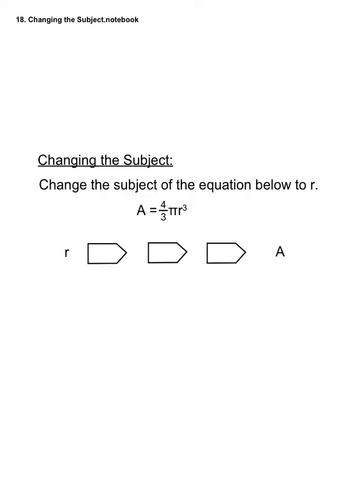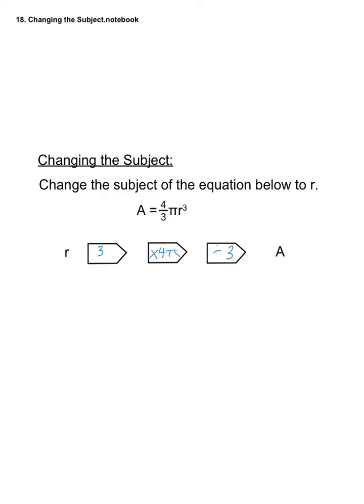In this next example, again, we have been asked to change the subject of the volume of a sphere formula to r. So we're going to identify the things that are happening to r. The first thing that's happening to r is it's being cubed. The next thing is it is being multiplied by 4 pi, the top of the fraction as well as the multiplier next to r. And the last thing that's happening is it's being divided by 3. That's the bottom of the fraction.